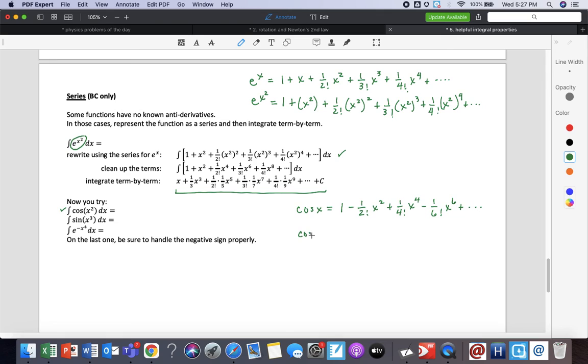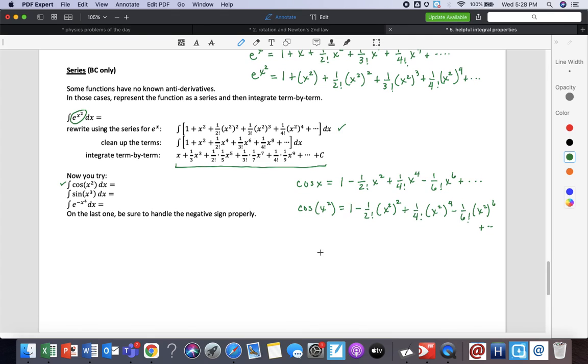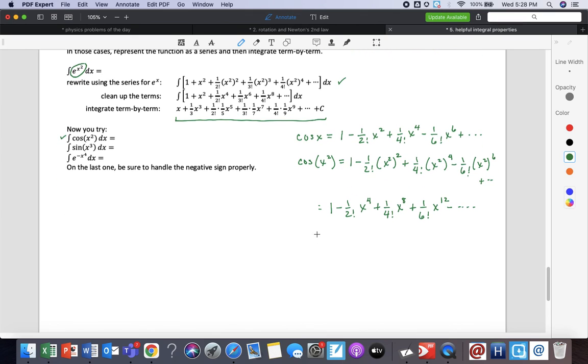So now the cosine series for x squared, we have to replace all these x's with x squared and then keep the power on the outside. So it's going to look something like this, and then it keeps on going. And if you clean that up, that power is x to the fourth. The next power is x to the eighth, and the next power is x to the 12th. So the powers are growing by 4 every time. And now we can integrate.